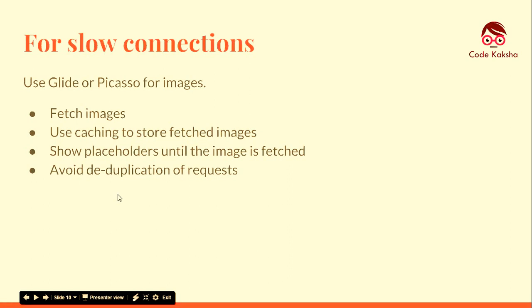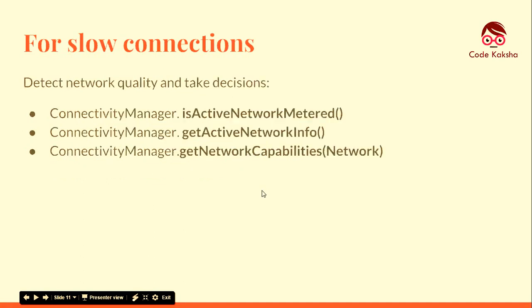They fetch images automatically given only the URL. They use caching to store fetched images. They show placeholders until the image is fetched, and they also avoid duplication of requests. So they have a lot of advantages, and most of the developers are already using these image rendering libraries.